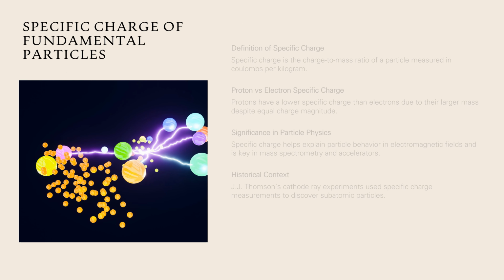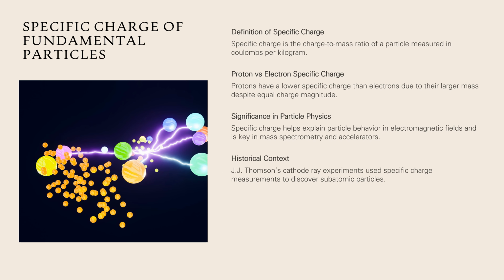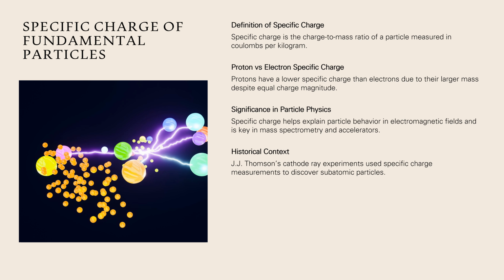Specific charge is defined as the charge-to-mass ratio of a particle and is a key quantity in particle physics. It is calculated by dividing the charge of a particle by its mass, giving units of C per kilogram. For example, the proton has a charge of plus 1.6 times 10 to the power of minus 19 C and a mass of 1.67 times 10 to the power of minus 27 kilograms, resulting in a specific charge of approximately 9.58 times 10 to the power of 7 C per kilogram.